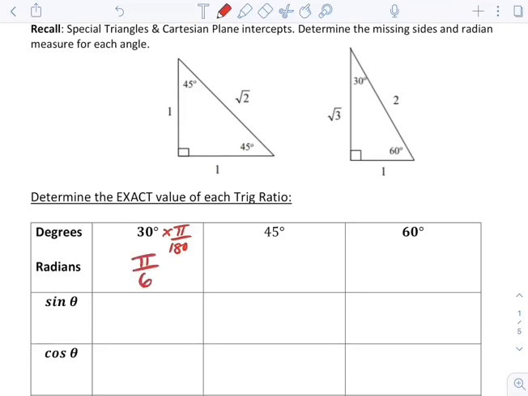So in our special triangle, instead of 30 degrees, we have pi over 6. Same goes for 45. If I convert, I get pi over 4. So our special triangle becomes pi over 4 for the 45, 45, 90 triangle. And the last one, we have pi over 3. So another way of writing 60 degrees is pi over 3 if we have it in radians. So that's what our special triangles will look like with radians.